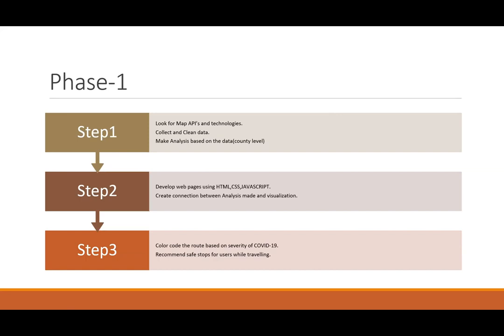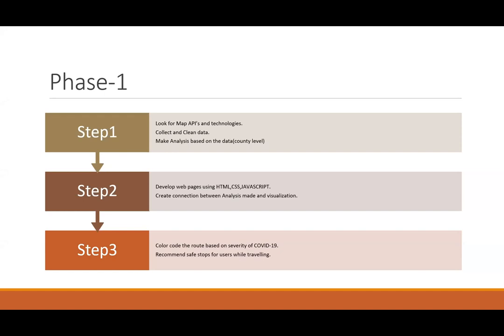On the second day, we started developing a web page using HTML, CSS, and JavaScript, and created a connection between the analysis and the visualization. We had a problem here: when we retrieve latitudes and longitudes between 2 points, we get n number of nodes, each node representing a merge or a curve or a turn. Converting all those nodes into valuable information, like retrieving the exact latitudes and longitudes that actually contribute to a county, was quite difficult.